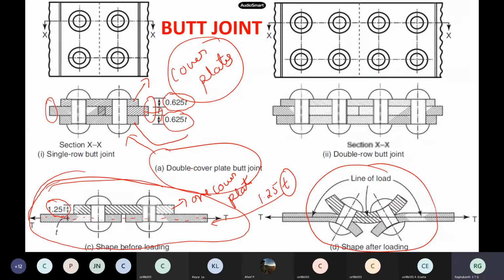And of course the length and width of the cover plate will be decided by how many bolts there are, such that they cover the entire joint itself. Okay, so some guidelines are there. What should be the thickness of the cover plates? What should be the thickness of this one?